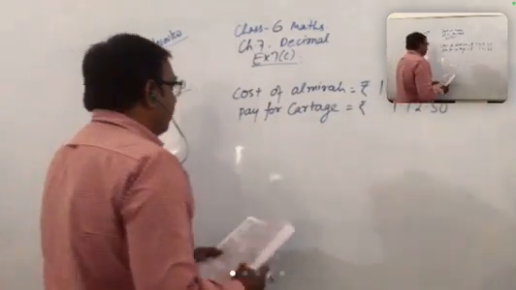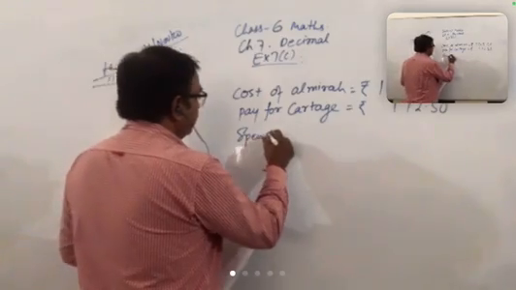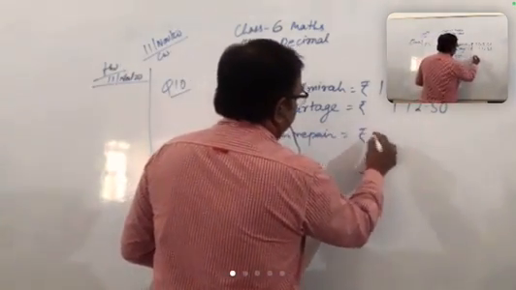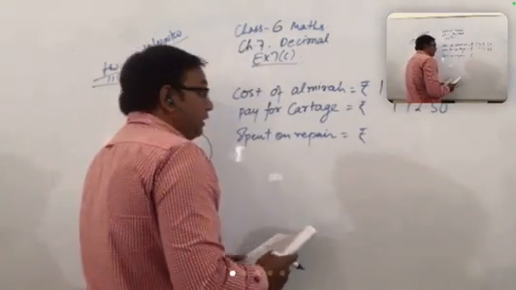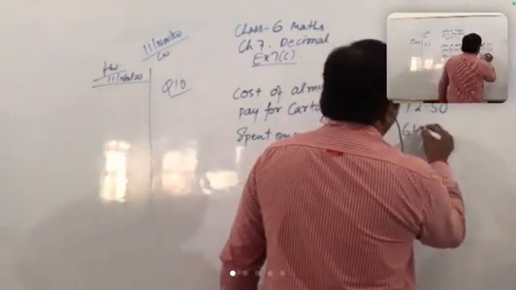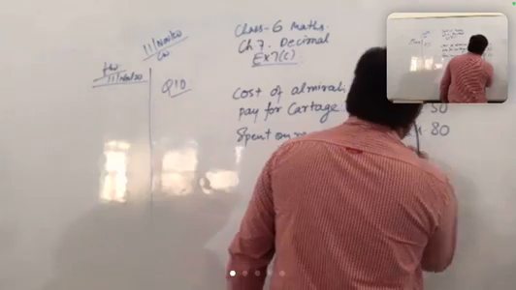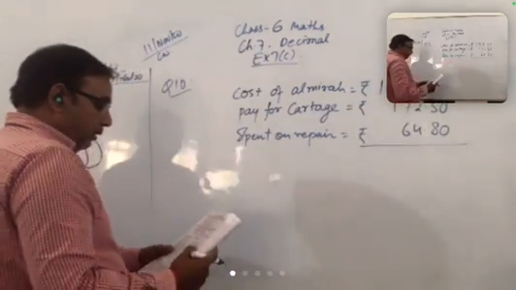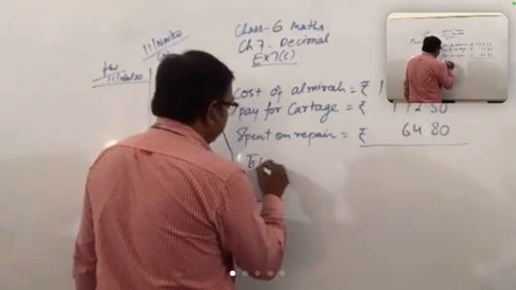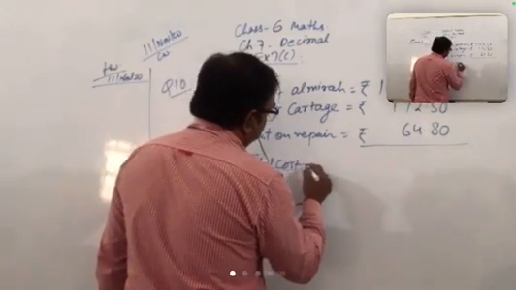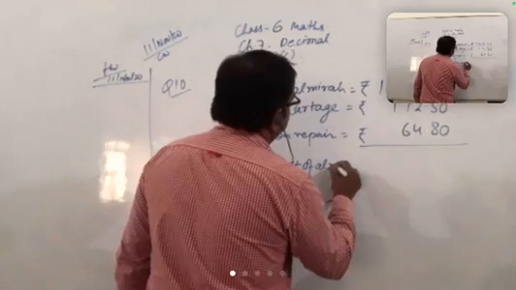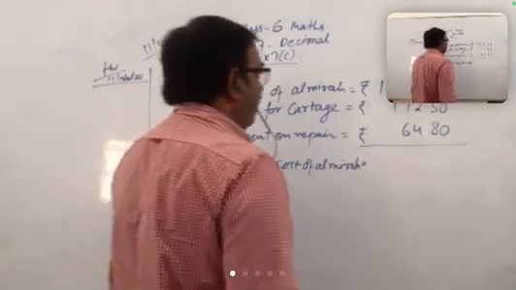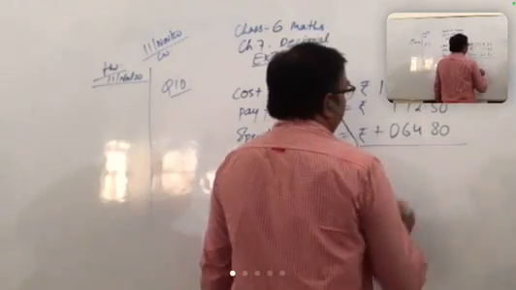Then spent on repair. Spent on repair is equal to rupees 64.80. Then you can write 64.80 here. Then, how much does the Almirah cost him? The total cost of Almirah is equal to, you just add, okay, and put 0 here and add.